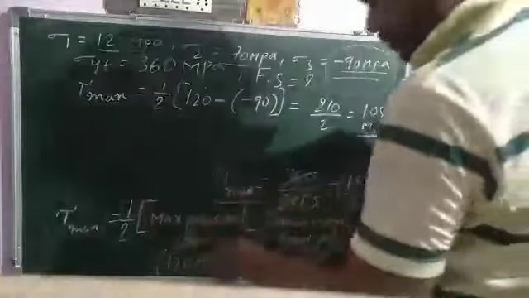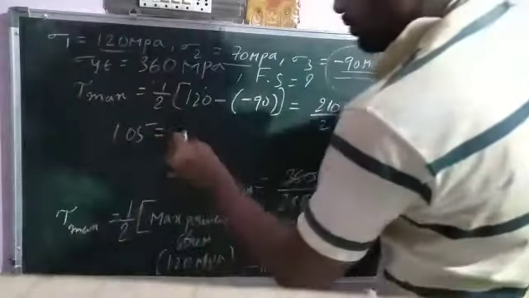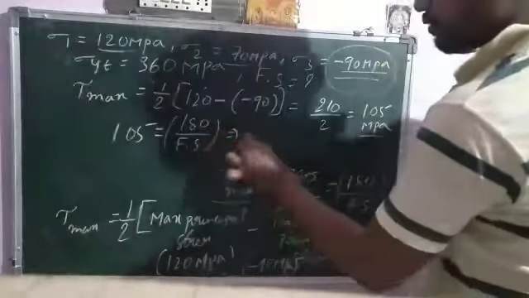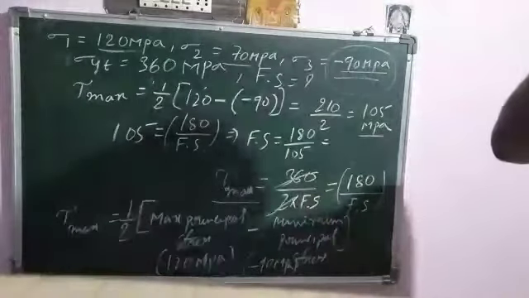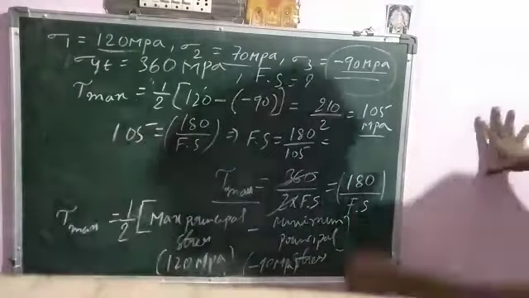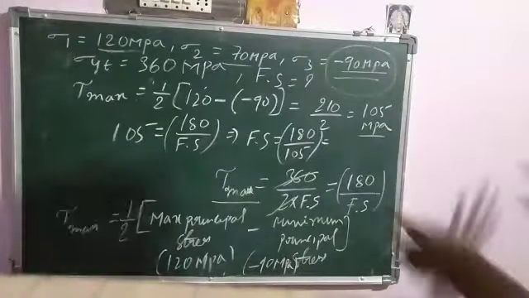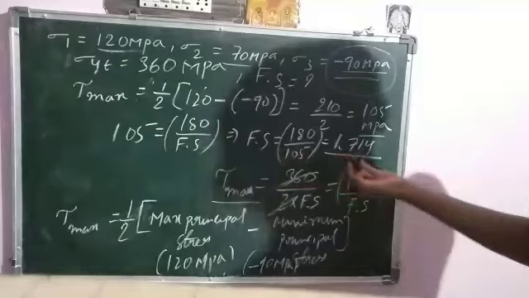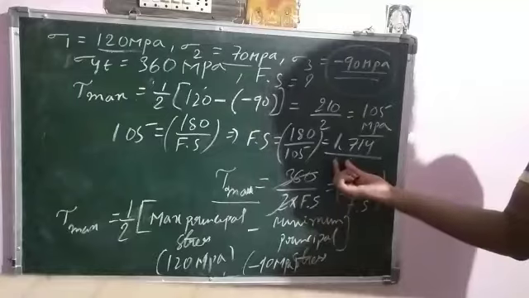So now we can simply substitute. Tau maximum is equal to 105, which is equal to 180 divided by factor of safety. So factor of safety is equal to 180 by 105. Now calculate these terms. After calculating these two values, we will get 1.714. So the factor of safety is equal to 1.714 according to the maximum shear stress theory. This is the final value for the factor of safety.